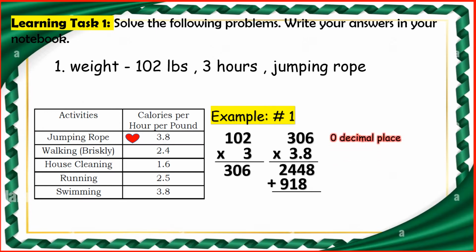So let us go back first. 306 has 0 decimal places and 3.8 has 1 decimal place. So therefore, when we add 2,448 plus 918, our total will be 1,162.8. So we put 1 decimal place for our answer. So that means the calories burned is 1,162.8.